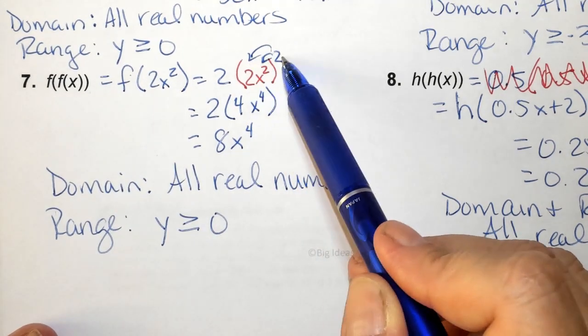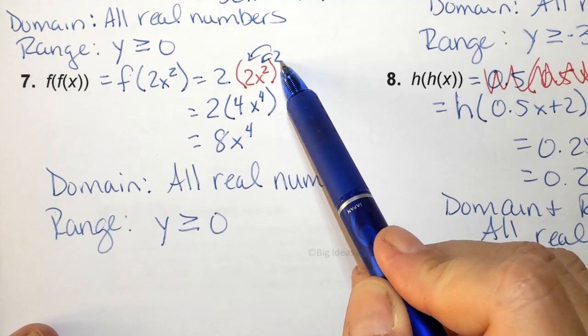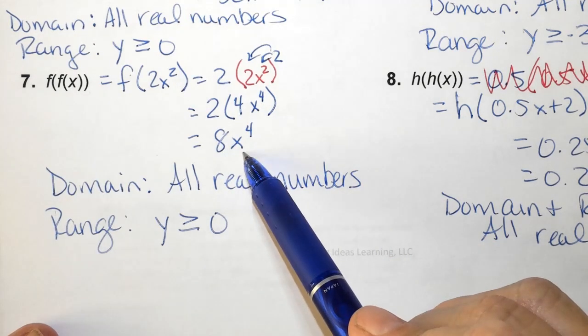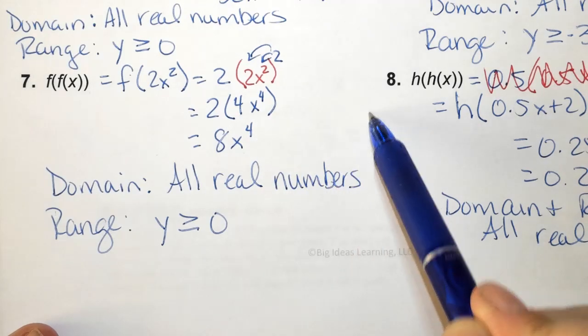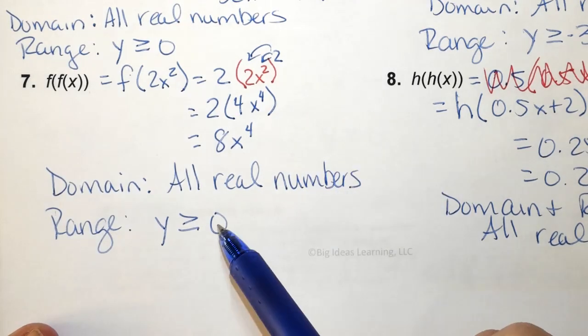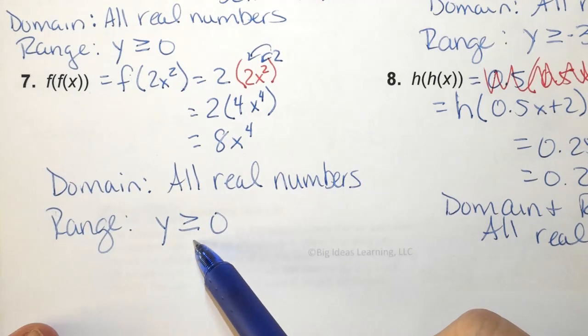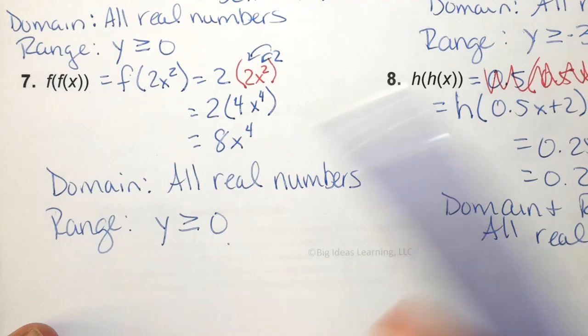So you had to distribute the square to both, so 2 squared is 4, x squared raised to that square is times, so you get x to the 4th. You get 8x to the 4th. This is an even function, so it would look like either a parabola or a W. So your domain is all real numbers. Your range, because there's no translation up or down, would be y is greater than or equal to 0.